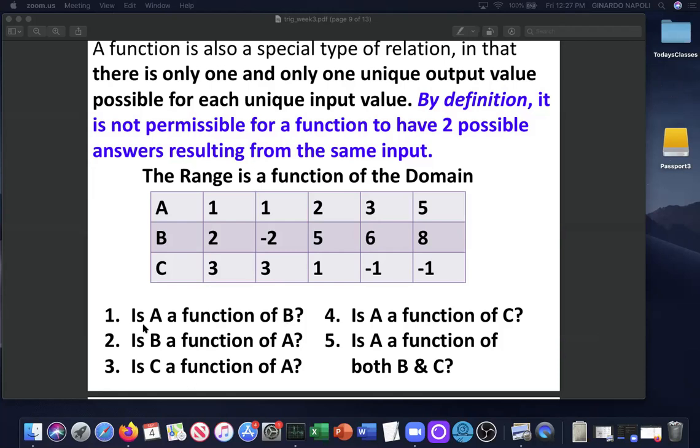Okay, so is A a function of B? So B is the domain. And the operations we're doing on the B numbers are producing the output range A numbers.